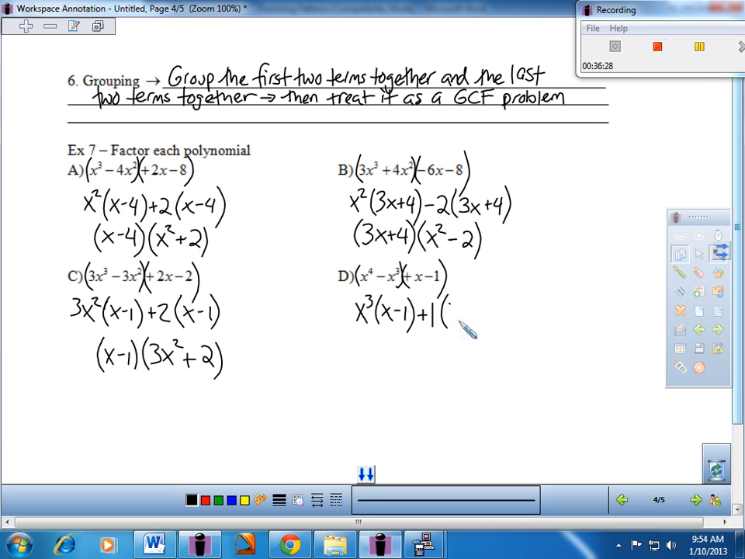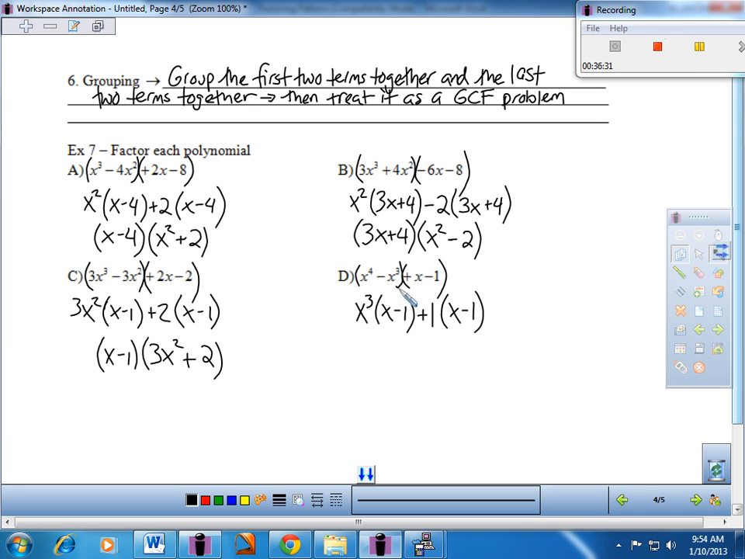So I would actually pull out, and it really is there even though it's not written, I would write it out. So it's 1 times x minus 1. That I think is the key, is to actually show the greatest common factor of 1. And now it looks like all the others. So hopefully that makes sense, pulling out that 1.